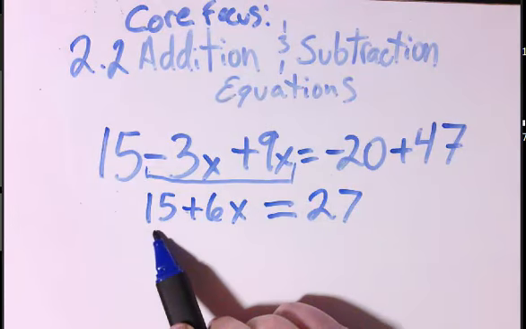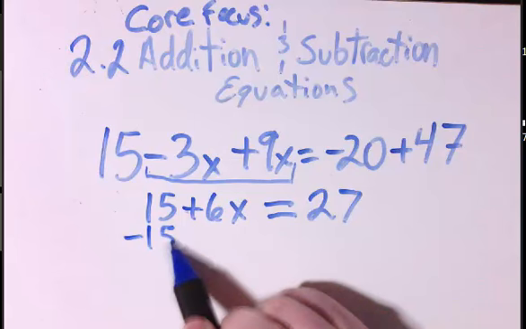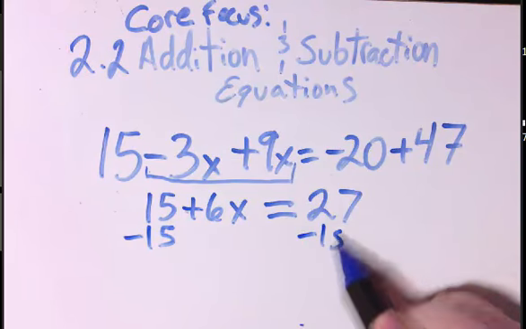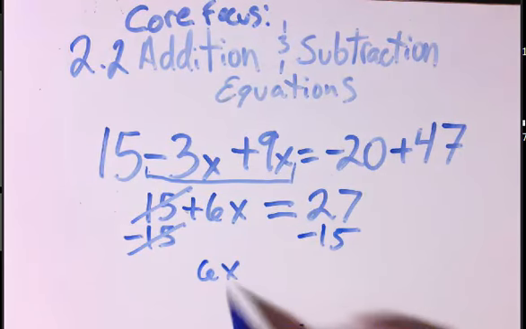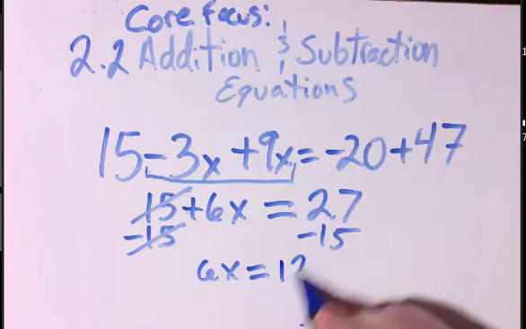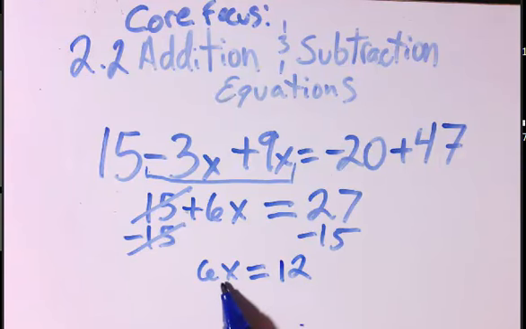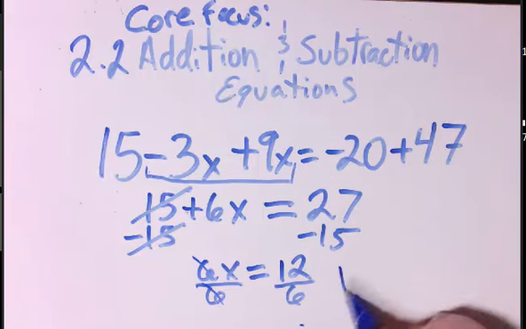So over here we have positive 15, so we're going to subtract 15 from both sides, because remember, we're trying to get x by itself. Those cancel out, and we're going to get 6x is equal to 27 minus 15, which gives us 12. Now since this is multiplication, we're going to divide by 6 to get this to cancel out. What we do to one side, we do to the other side. So here we get x is equal to 2.